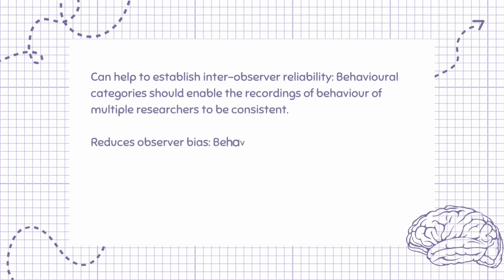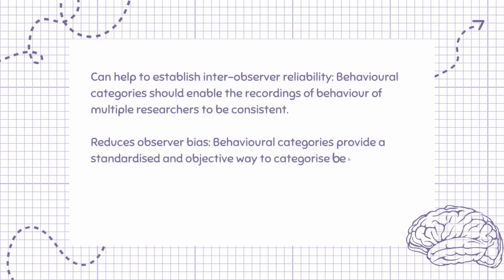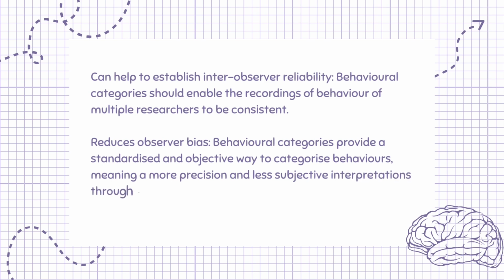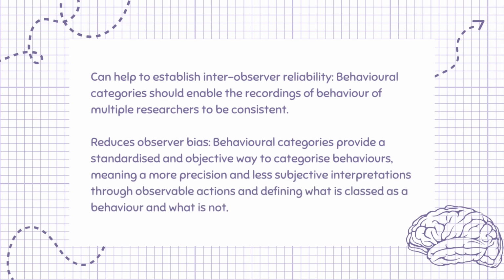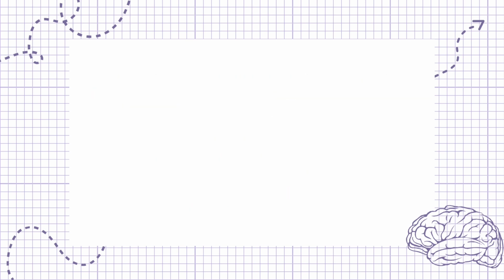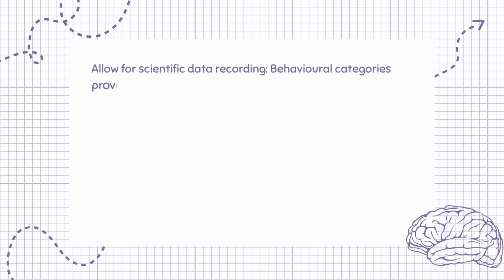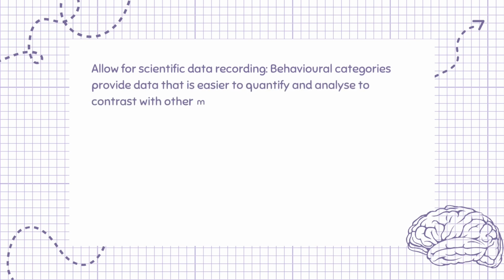Reduces observer bias. Behavioral categories provide a standardized and objective way to categorize behaviors, meaning more precision and less subjective interpretations through observable actions and defining what is classed as a behavior and what is not. Allow for scientific data recording. Behavioral categories provide data that is easier to quantify and analyze to contrast with other methods.